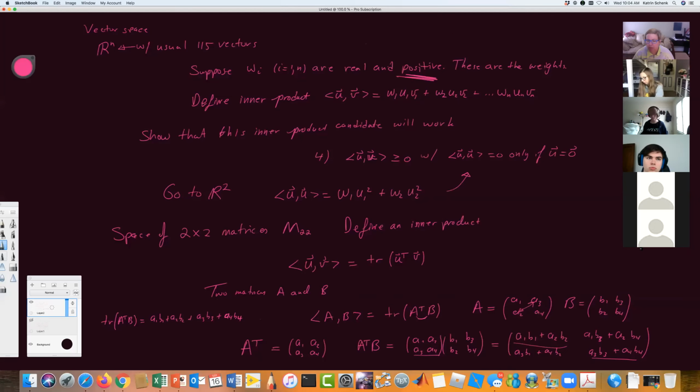Okay, so this is where we left off. We were talking about an inner product that is defined for a vector space of matrices, in this case the set of all 2x2 matrices, right? The inner product of two matrices U and V is the trace of U transpose V. And this is what it ended up being when we calculated it for two matrices that we just made up.